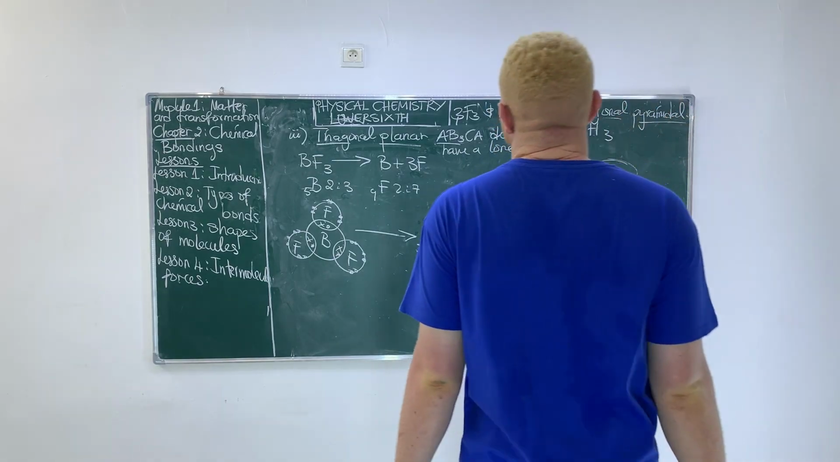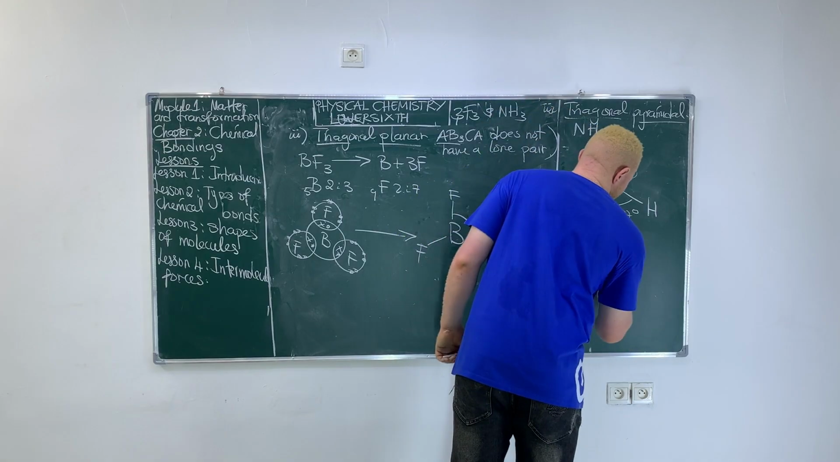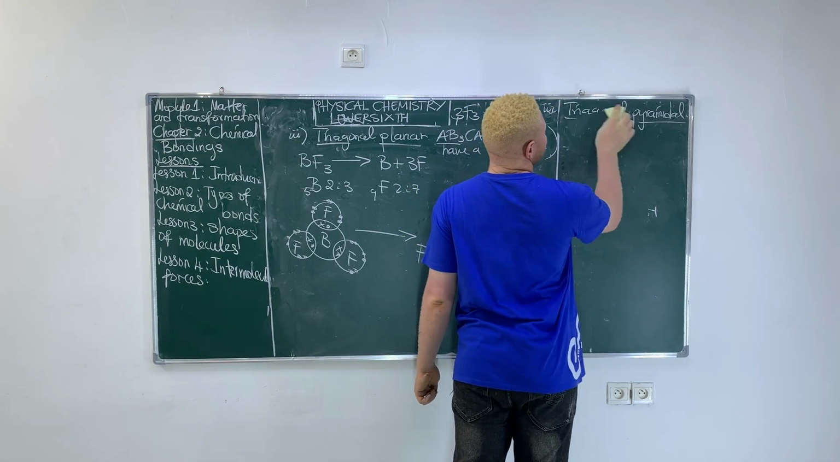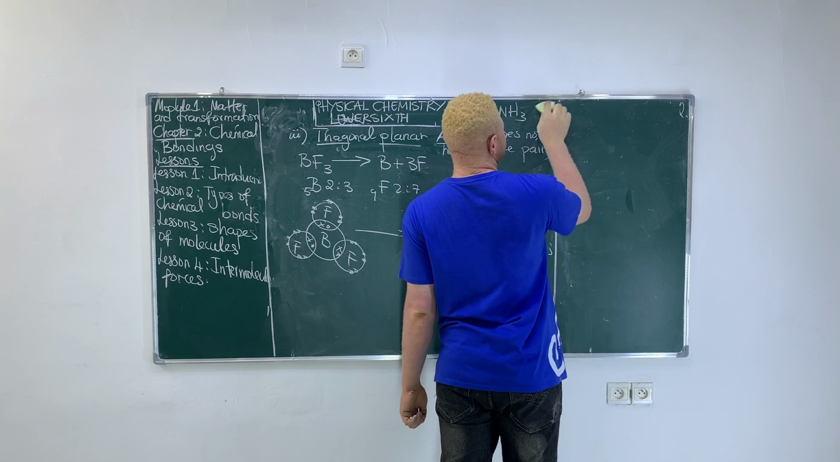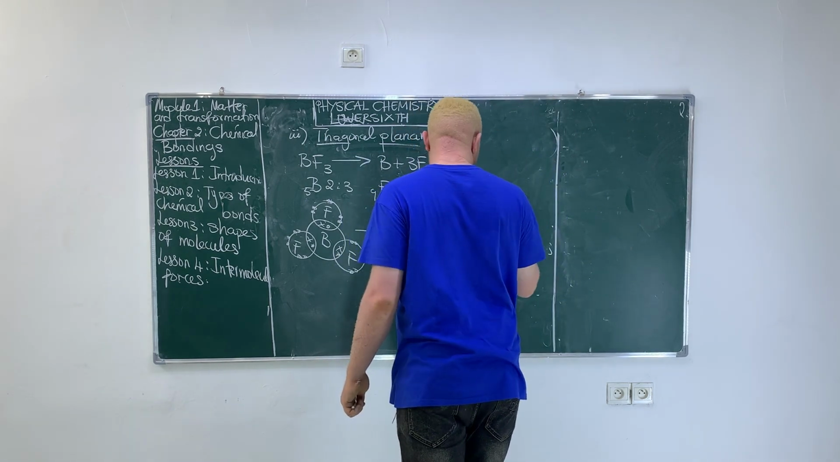The next shape we are going to see is trigonal bipyramidal. Trigonal bipyramidal.